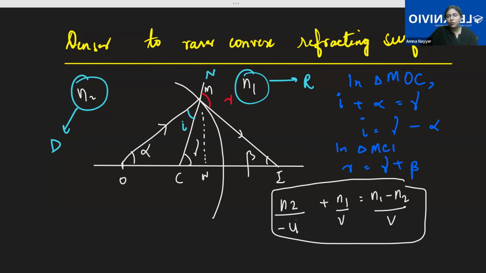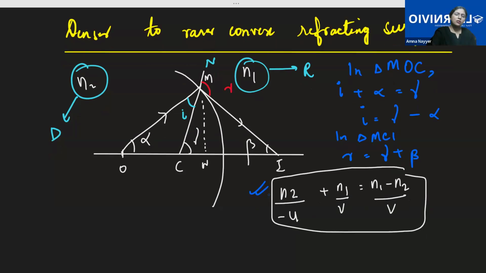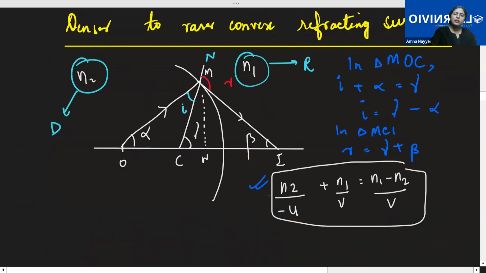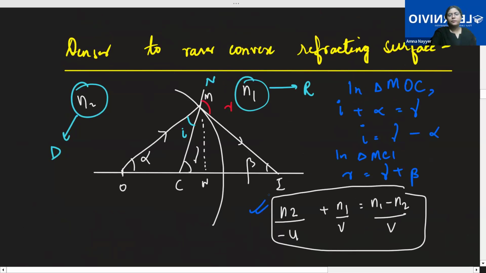This is the answer. What you will get is n2 by minus u plus n1 by v, equal to (n1 minus n2) by R. Try this, write it, and check whether you're getting the same answer or not. But at least write down this part. This you can do at your place also. Right now, let's discuss a numerical after this, and then we'll move on to the lens part. Okay, first write down.